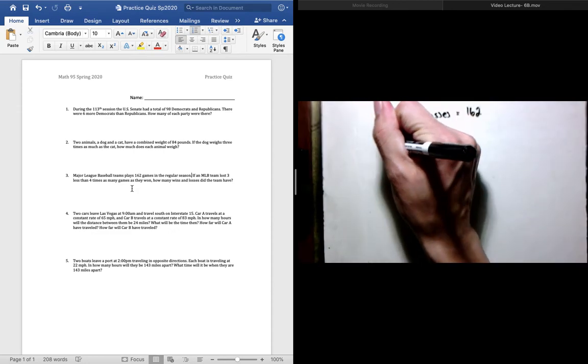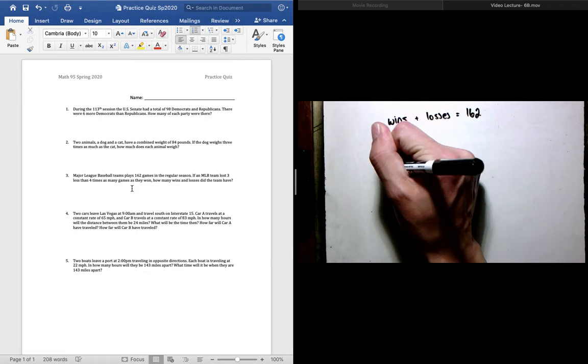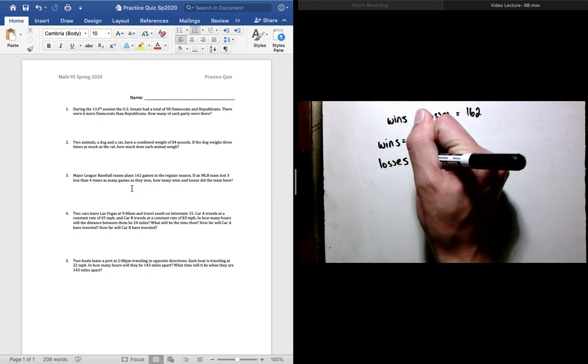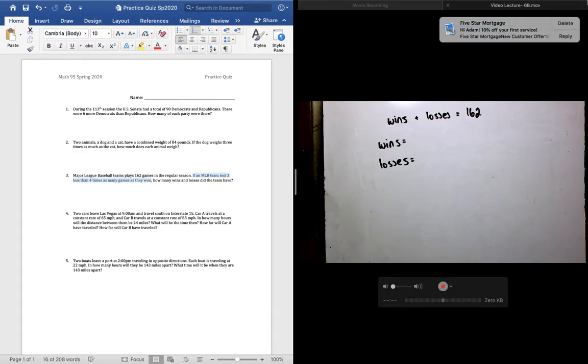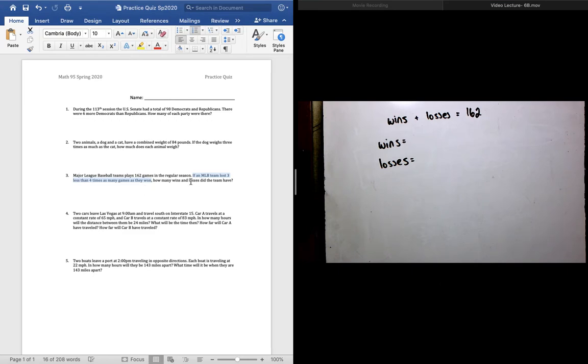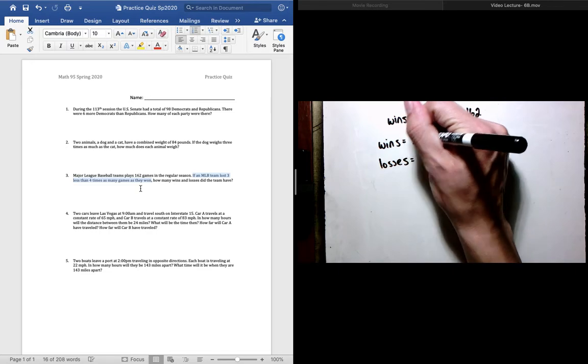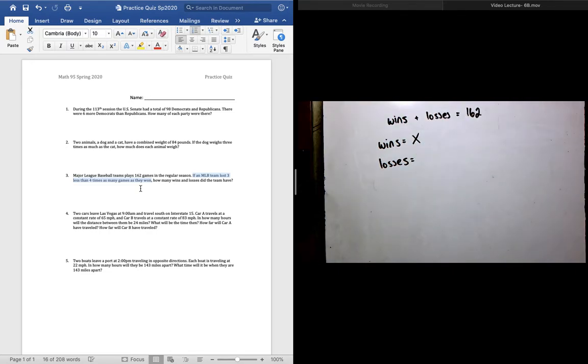And then we want to set up an algebraic expression for wins and an algebraic expression for losses. So let's go back to that second sentence again. It says, if an MLB team lost 3 less than 4 times as many games as they won. So the one they're not describing in great detail here is the number of games that they won. All of this description is talking about how many games they lost. So wins, in this case, is going to be our X. Losses is the algebraic expression we need to build.